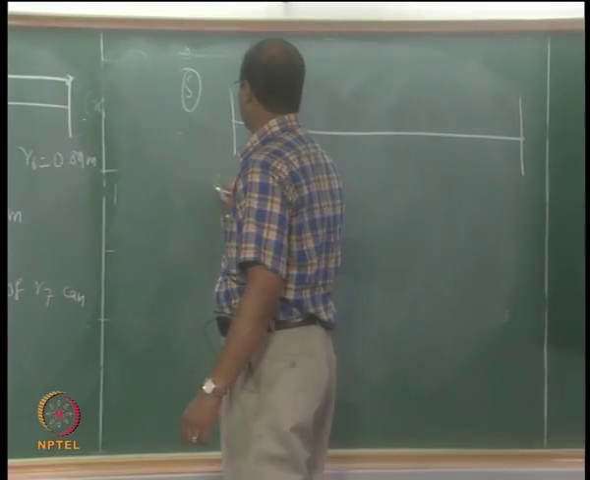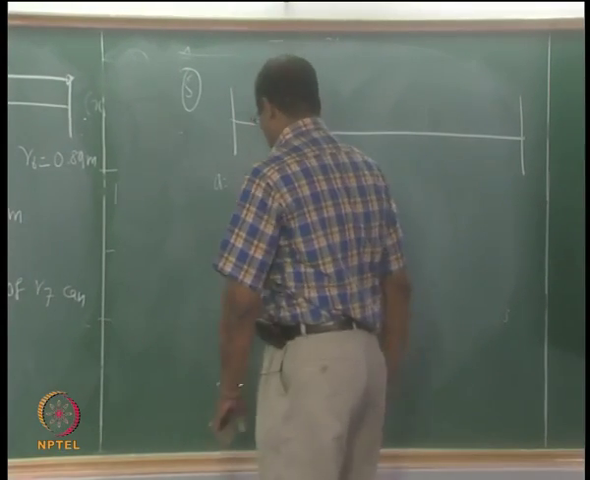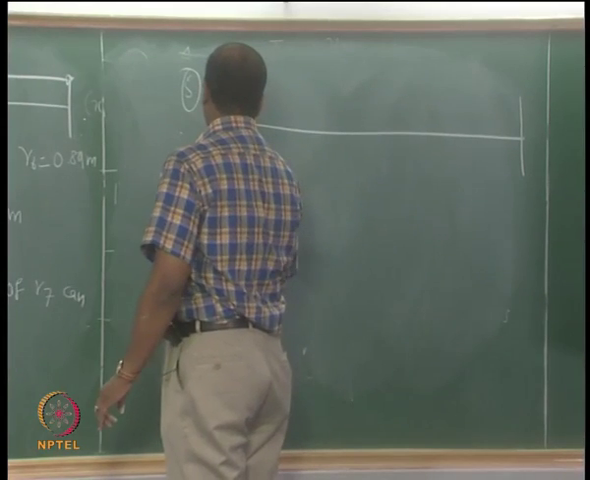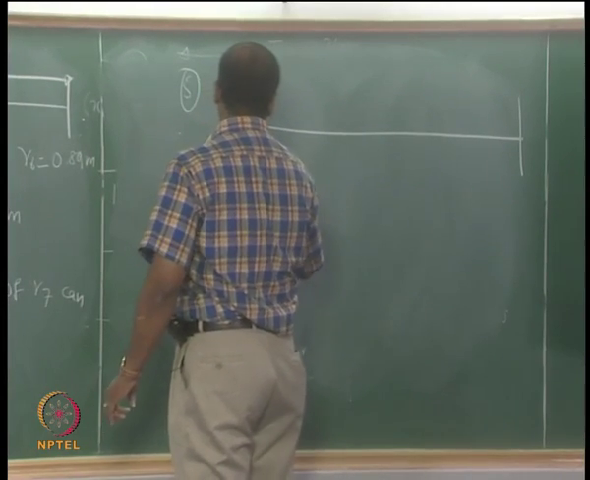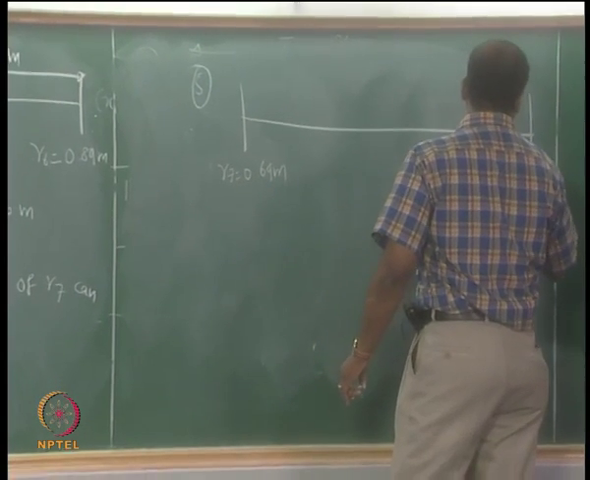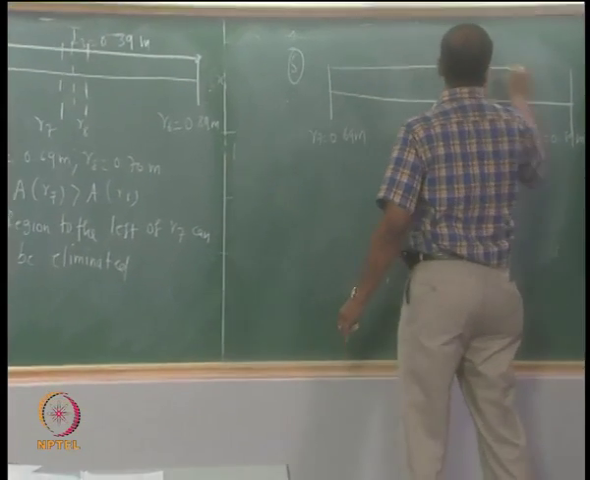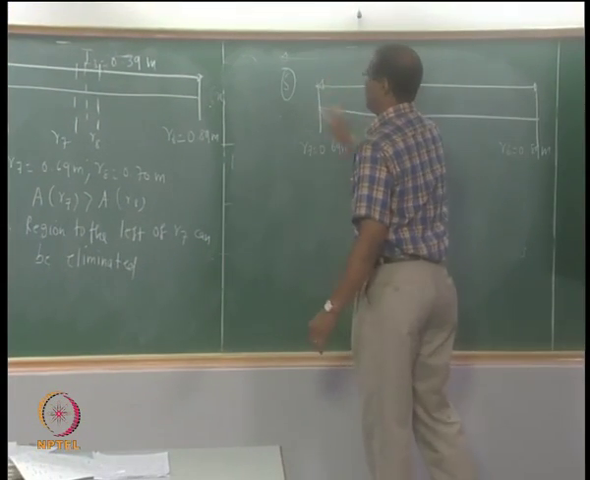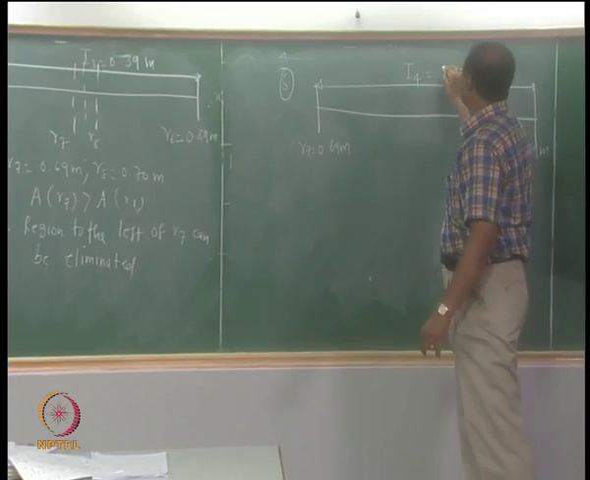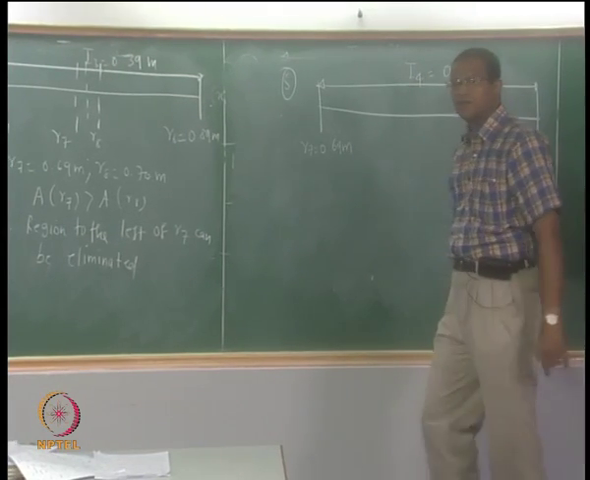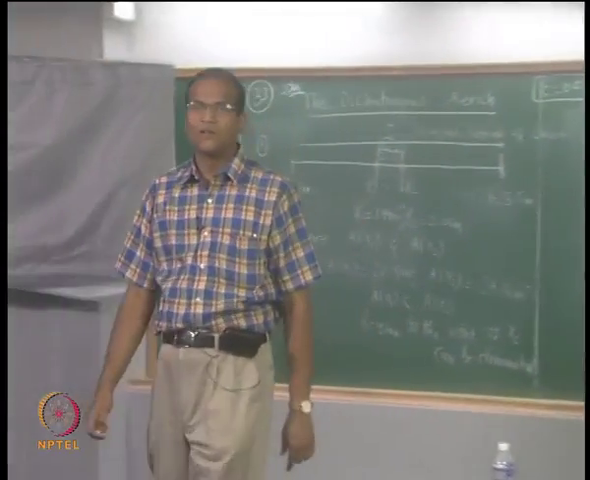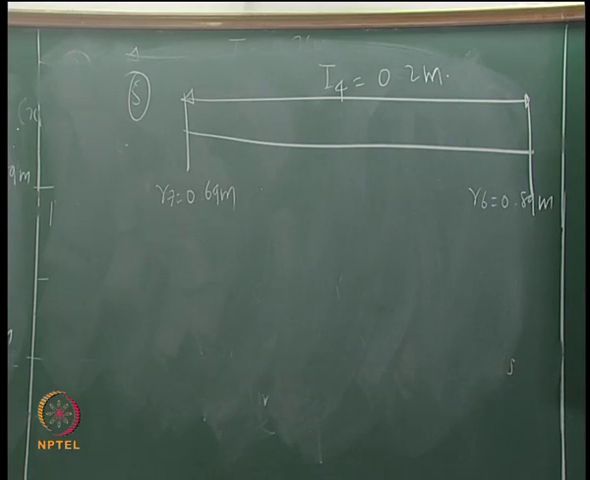Now A is gone. R7 is 0.69, R6, I4, 0.2. What is the RR? What is the RR? 15. What is expected? 16.